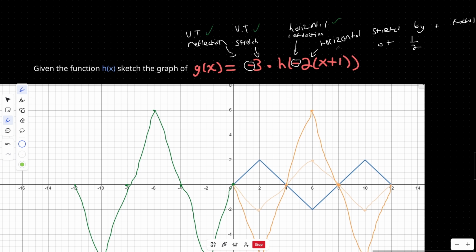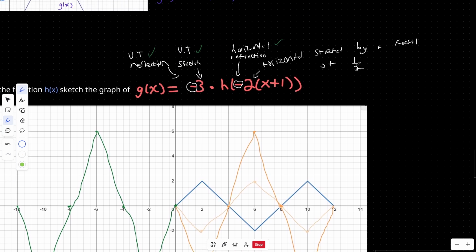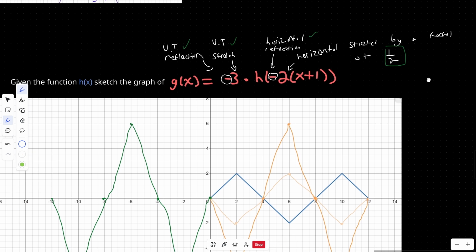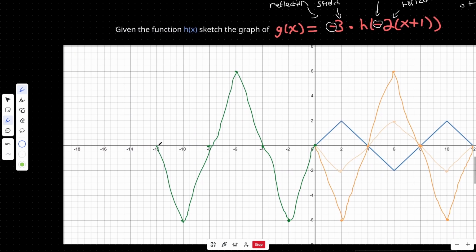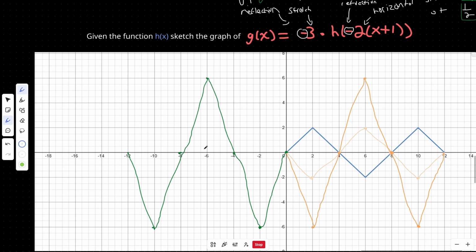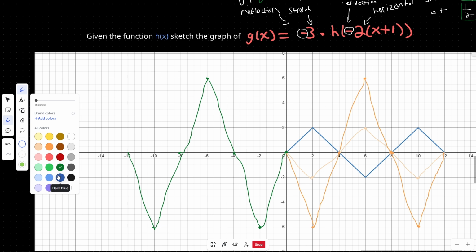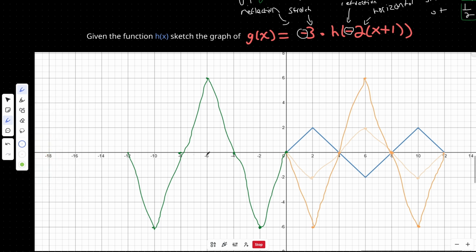Let's move on to the horizontal stretch. Notice how we're dealing with a horizontal stretch by a factor of 1 over 2. We're just going to multiply all of these x values by a factor of 1 over 2. In other words, we're just going to divide them by 2. Let's pick a different color here. Let's say I want to do violet. We're going to work our way from outwards to inwards. We're going to do negative 12 divided by 2. That's going to be negative 6.